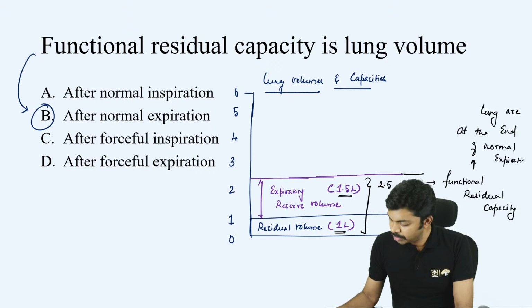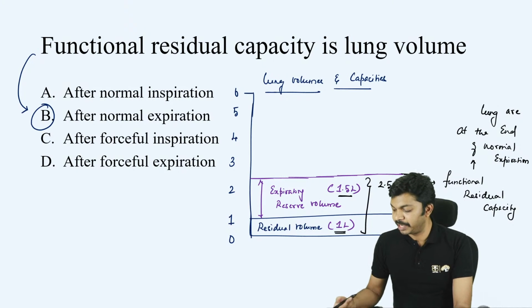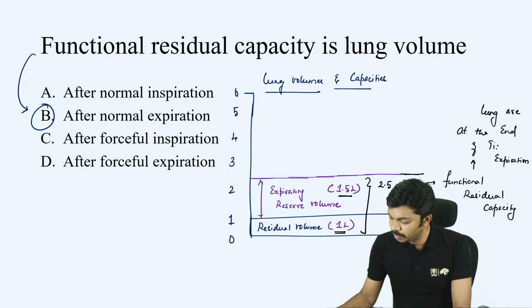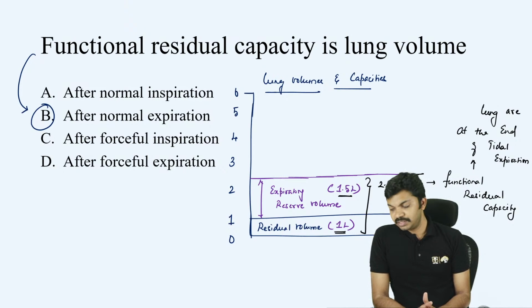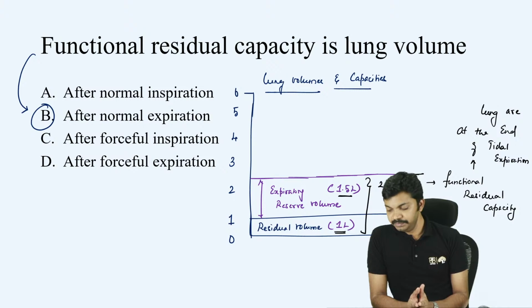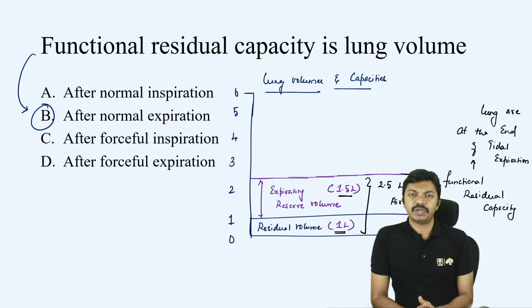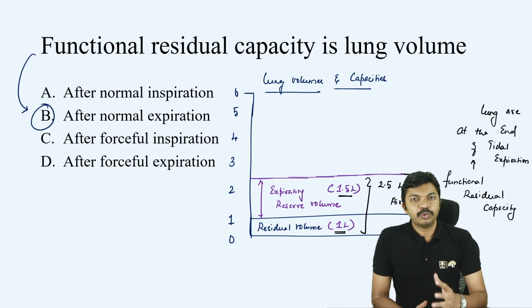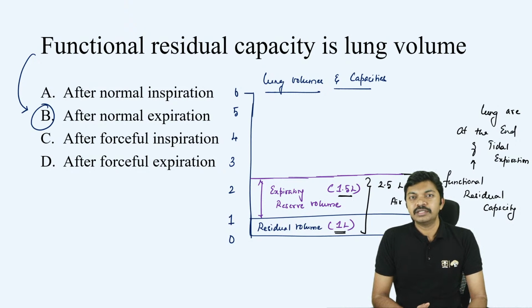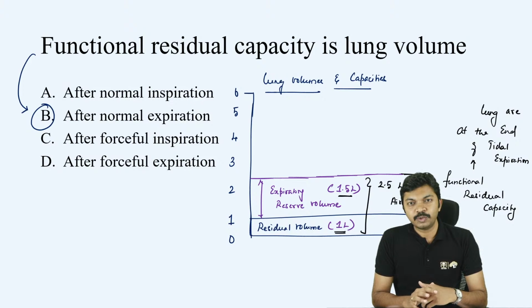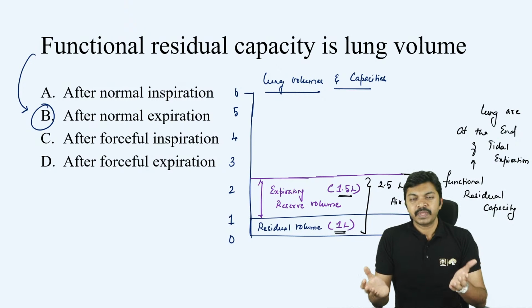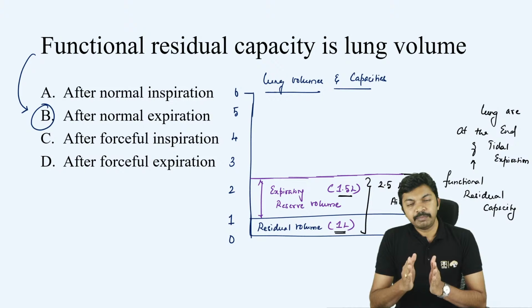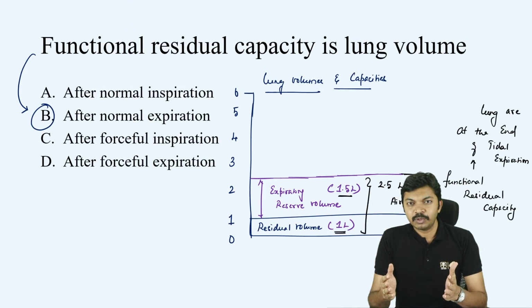Normal expiration can also be called tidal expiration. Both are synonymous terminologies, normal expiration or tidal expiration, guys. So functional residual capacity is the lung volume where the lungs are not exposed to any kind of pressures. Usually in thorax, lungs have a natural tendency to recoil inward. Chest wall, thorax have a natural tendency to recoil outwards. When these two opposing forces exist, we have a pleural cavity with parietal pleura connected to chest wall, visceral pleura connected to lungs.